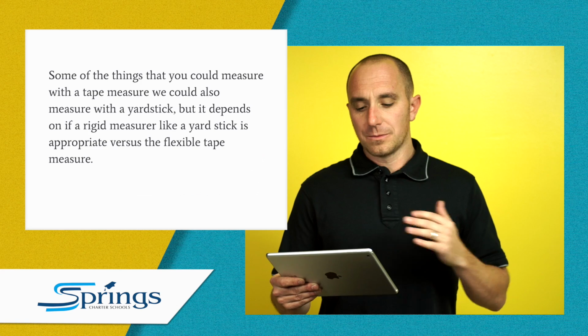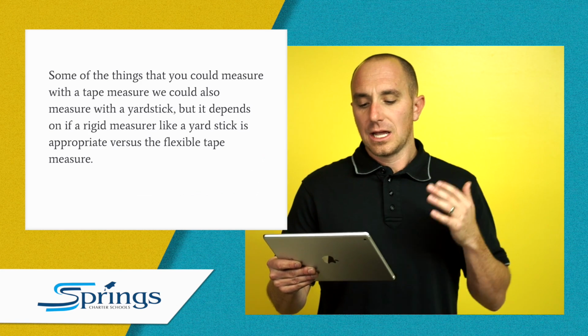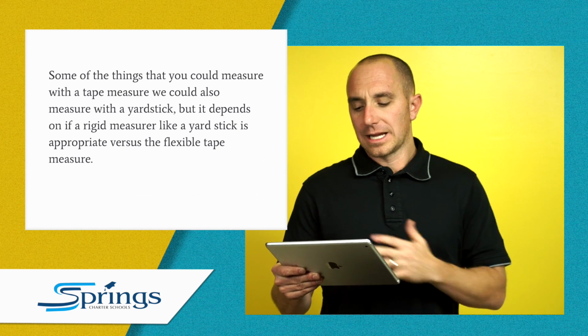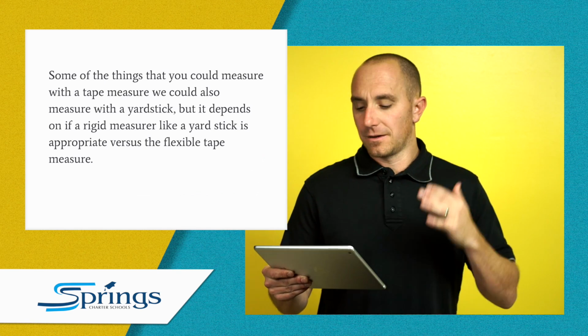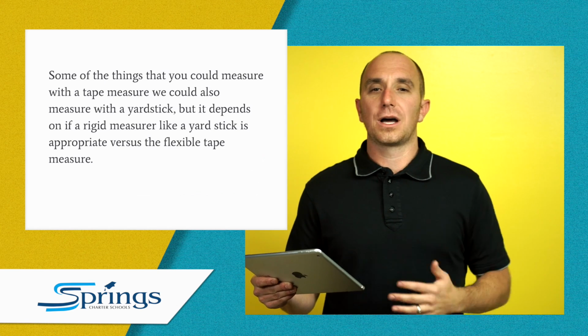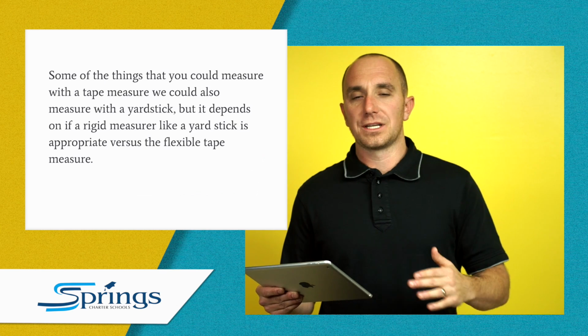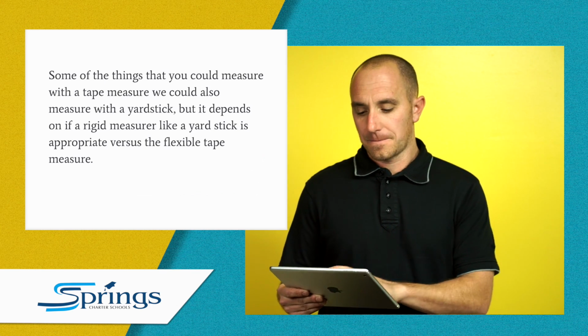So some of the things that you can measure with a tape measure, we could also measure with a yardstick, but it depends if a rigid measure like a yardstick is appropriate versus a flexible tape measure. And so sometimes, like if you've ever bought yarn or bought fabric, they'll measure it with something that's rigid because they don't want it to move or bend.